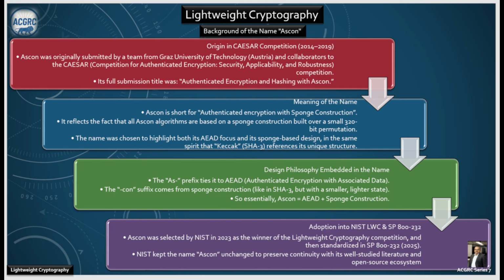Adoption into the NIST SP 800-232. Well, Ascon was selected by NIST in 2023 as the winner of the lightweight cryptography competition and then standardized in 800-232. NIST kept the name Ascon unchanged to preserve continuity with its well studied literature and open source ecosystem.